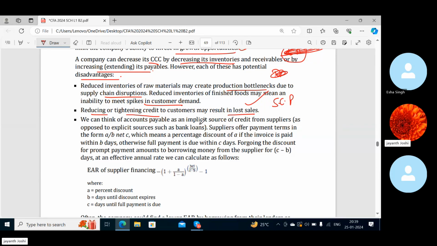So we can think of accounts payable as an implicit source of credit from suppliers. Yes, you don't have money, so you can ask your suppliers to grant you credit, or they are the ones who are making the payment for you and getting the goods or supplies to you. So suppliers offer payment terms in the form A by B net C.